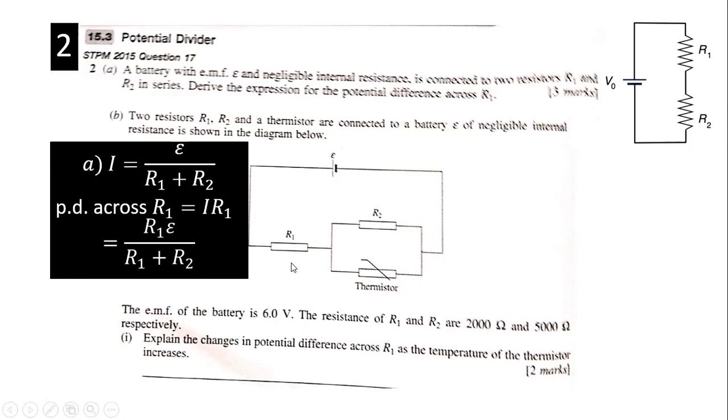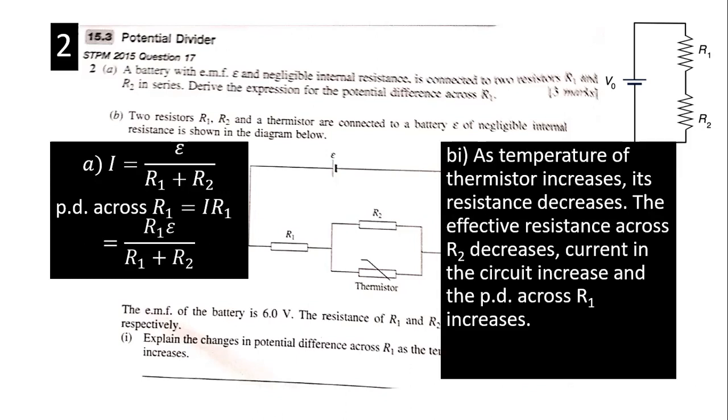Okay, you should be able to tell me what's happening. Temperature of the thermistor increases. What happened? The resistance of the thermistor decreases. Okay, good. Hence, total resistance of R2 and the thermistor decreases. Therefore, potential difference across R1 increases. Okay, good.